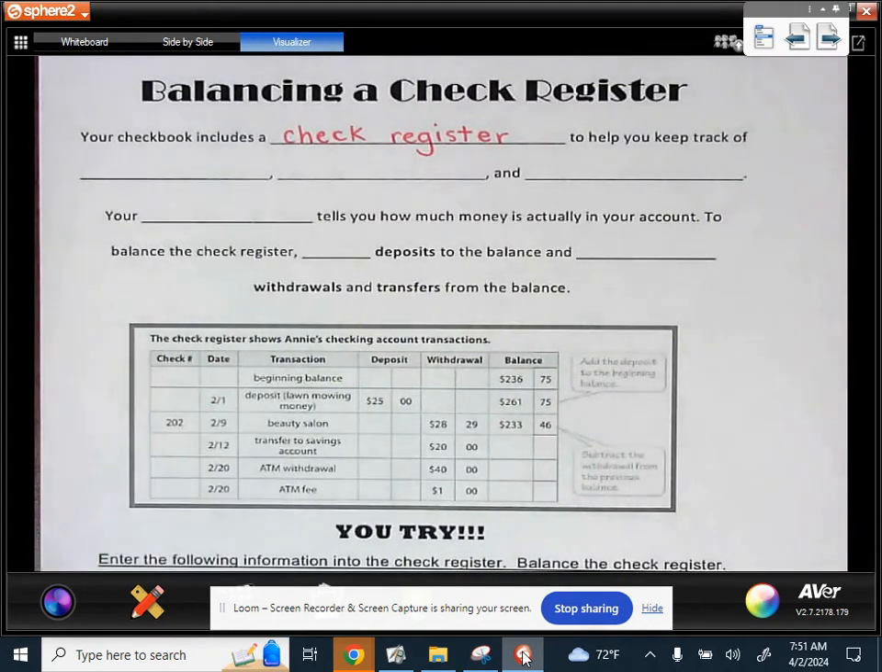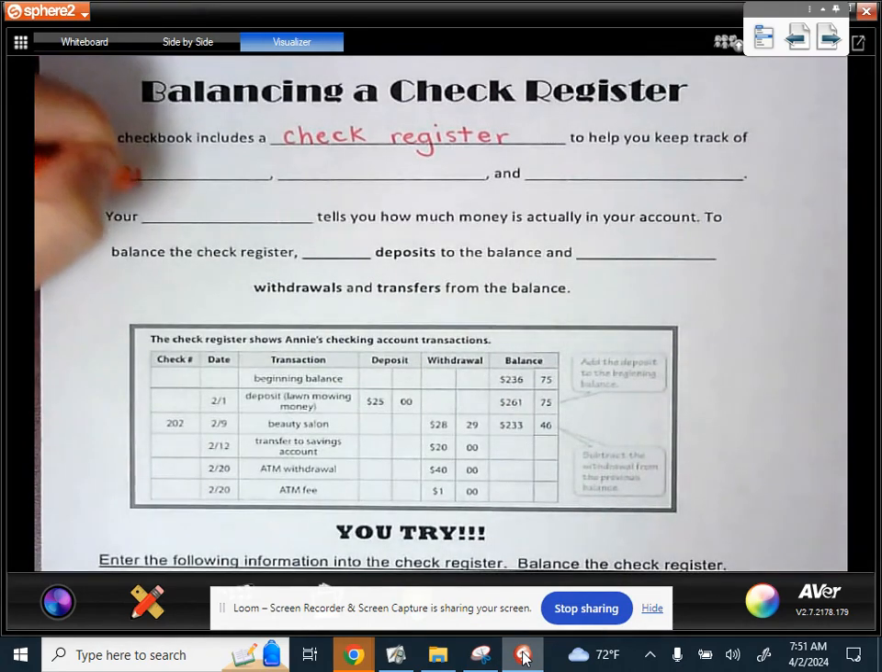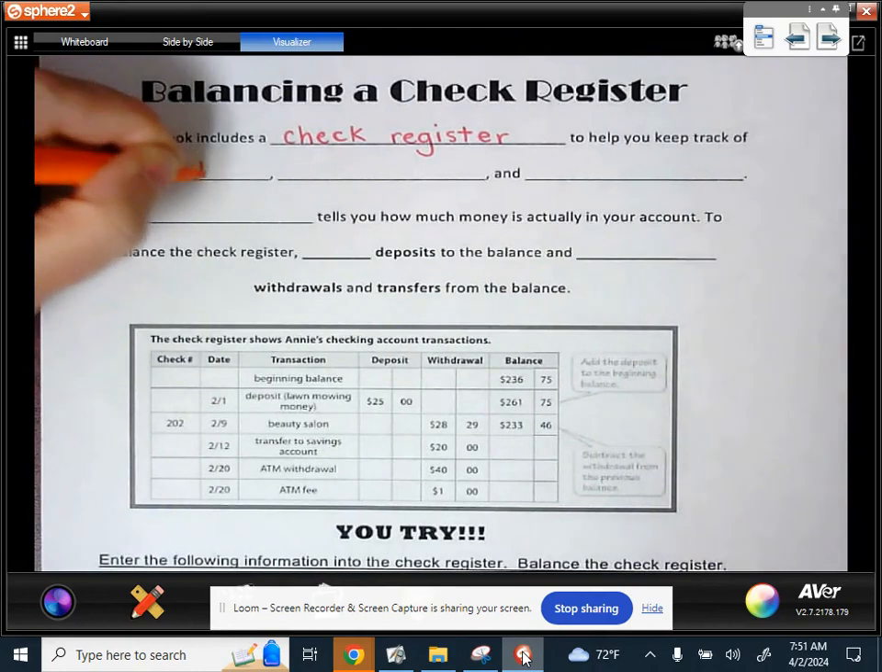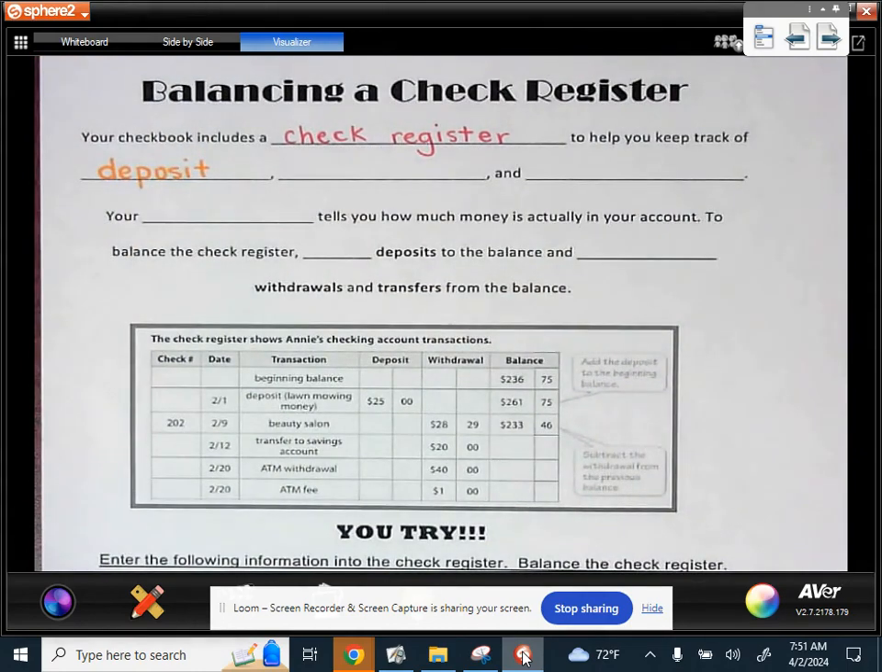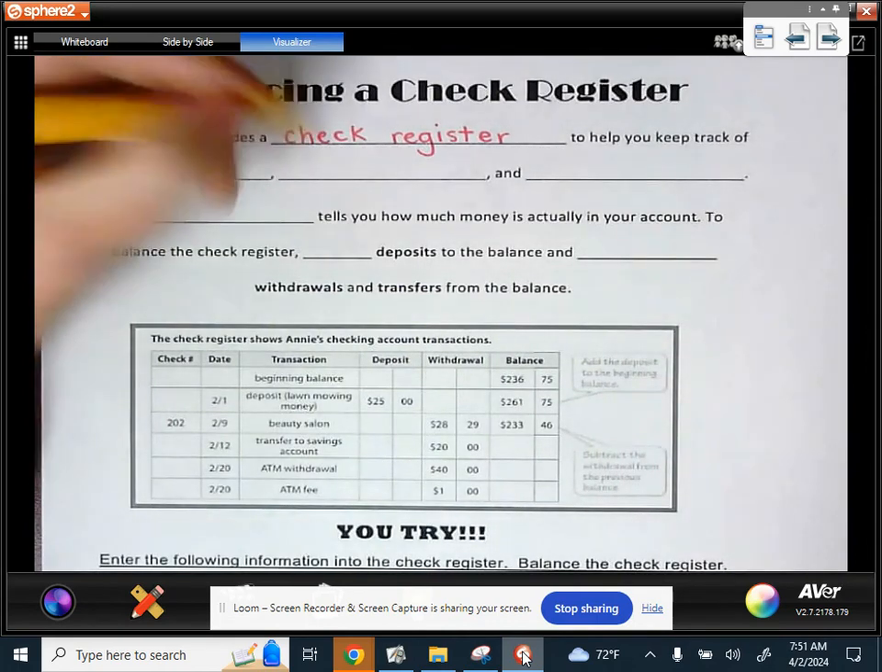So you keep track of things like deposits. If you remember from our vocabulary page, a deposit is when you're putting money in your account. So if you put any money in your bank account, you would write that on your check register, and that would get added to whatever you had in your account.